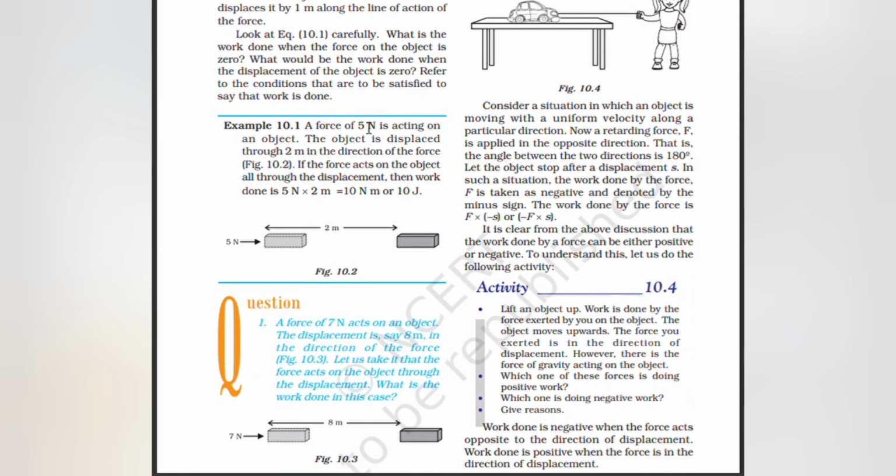A force of 5 Newton is acting on an object. The object is displaced through 2 meter in the direction of the force. The force acts on the object all through the displacement, then work done is 5 Newton into 2 meter, which is equal to 10 Newton meter or 10 joule.